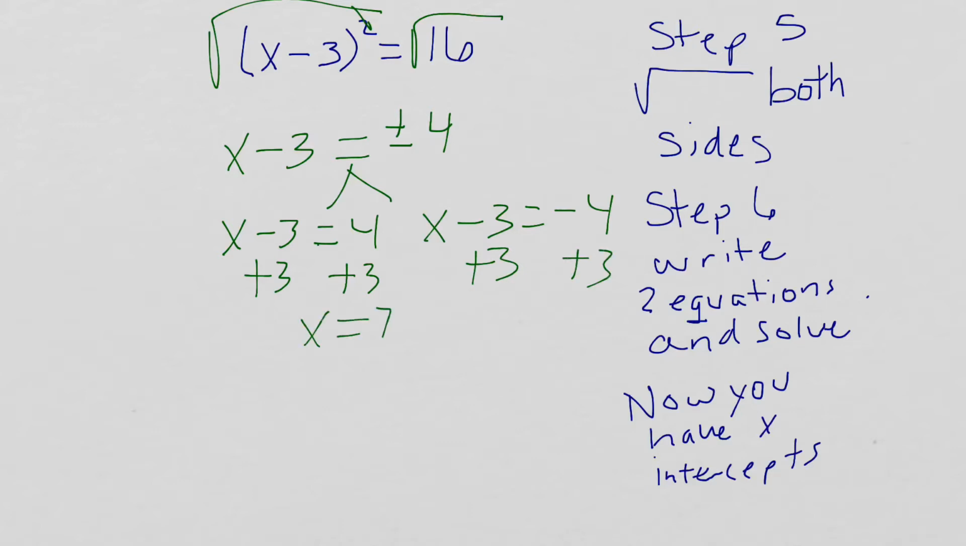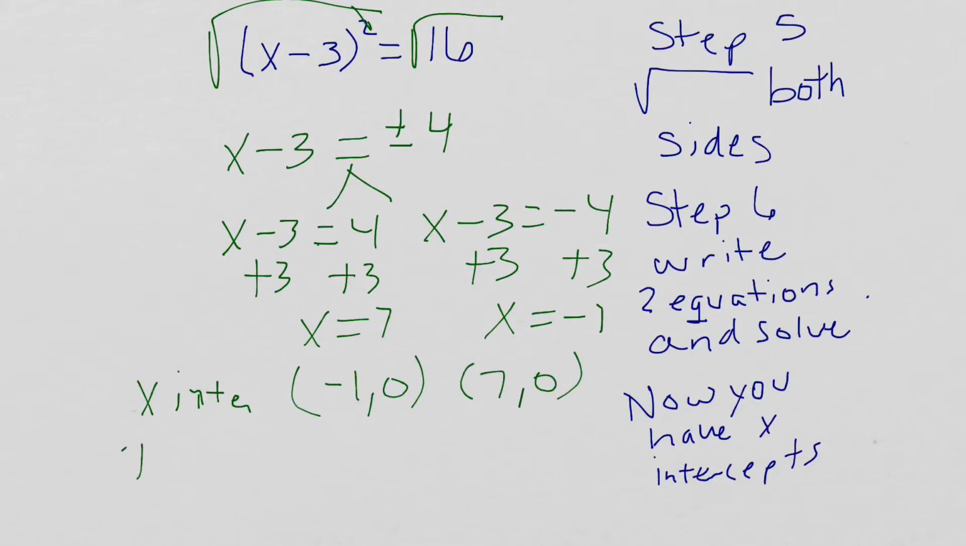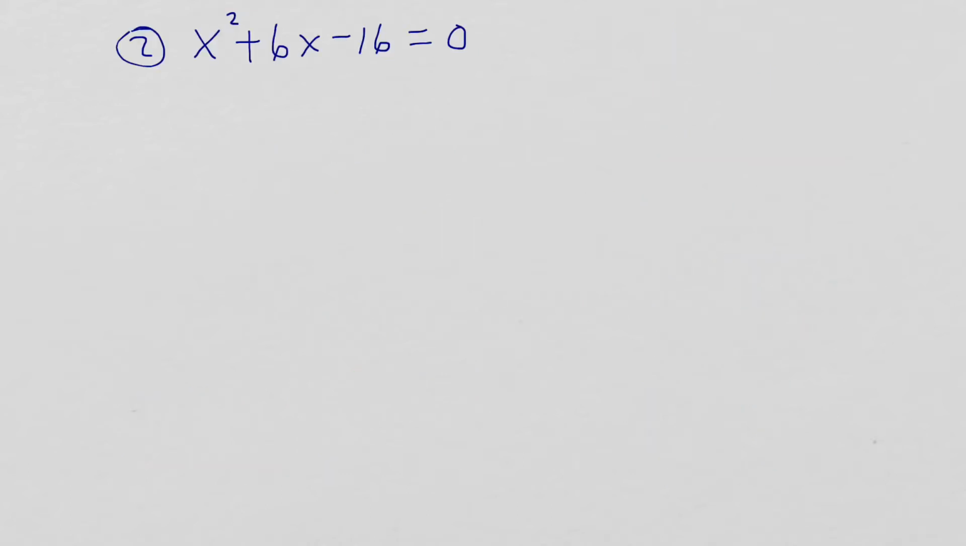X is equal to 7. X is equal to negative 1. So my x-intercepts are going to be negative 1, 0, 7, 0. My roots are going to be negative 1, 7. All right, let's look at the next one.